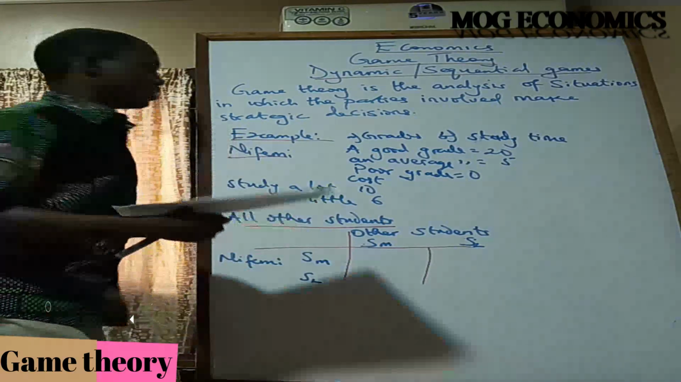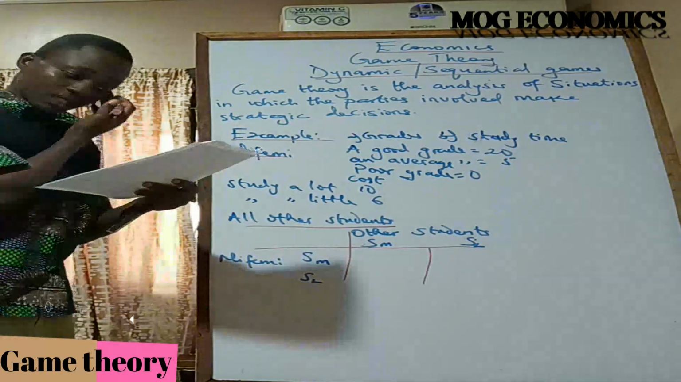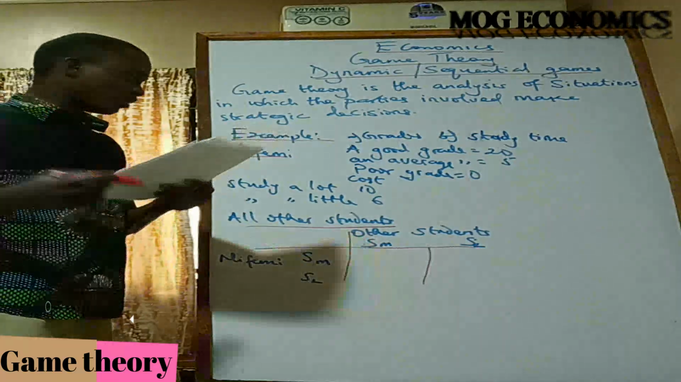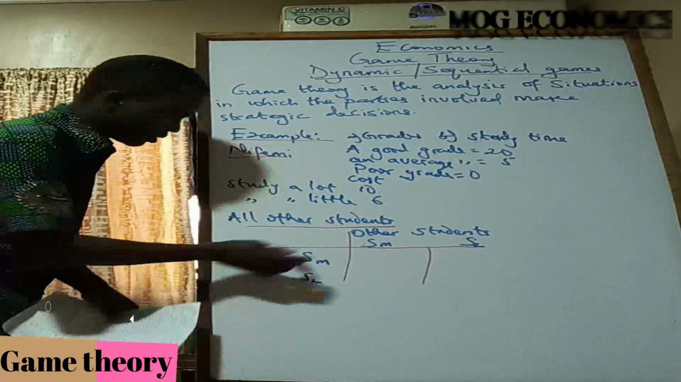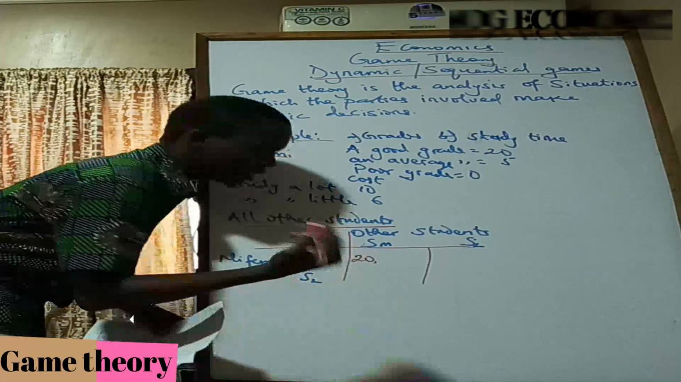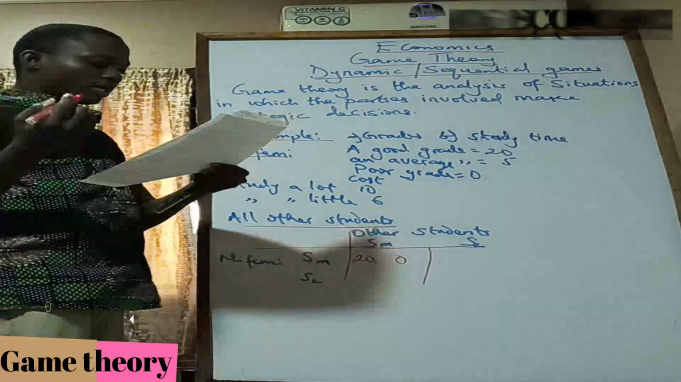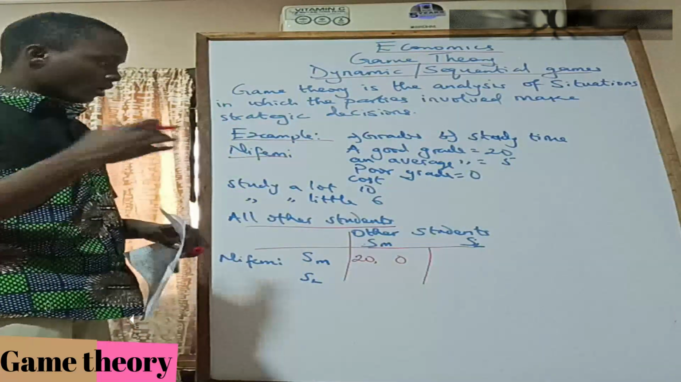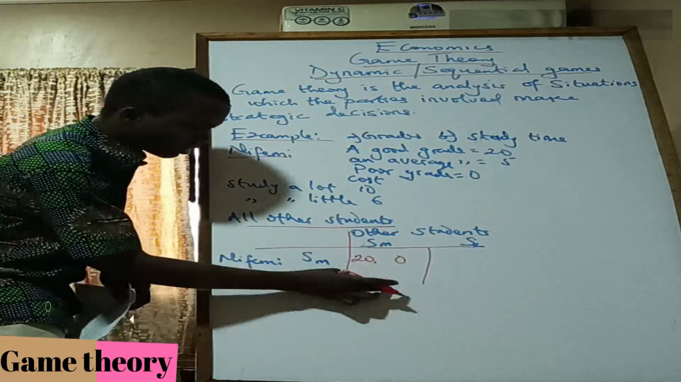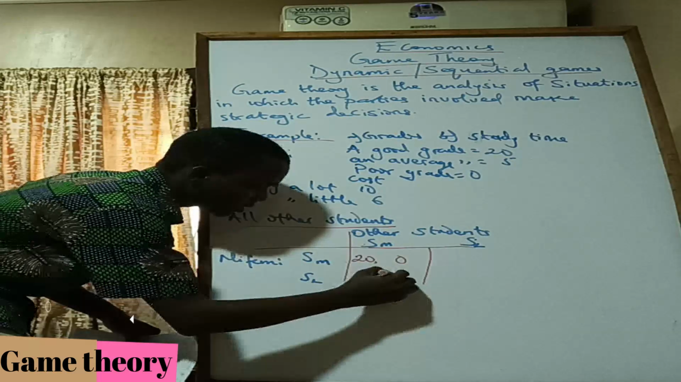All right, so cool. Reading the other thing, it says if Nifemi studies a lot and other students study a little, he gets a good grade and they will get a poor one. So if Nifemi is studying a lot, he's going to get a good grade, which is 20. Others are going to get a poor one. So a poor grade, I think, is 0. Then it says the reverse. If other students study a lot and Nifemi studies a little, then Nifemi is going to get a poor grade and they are going to get a good one.